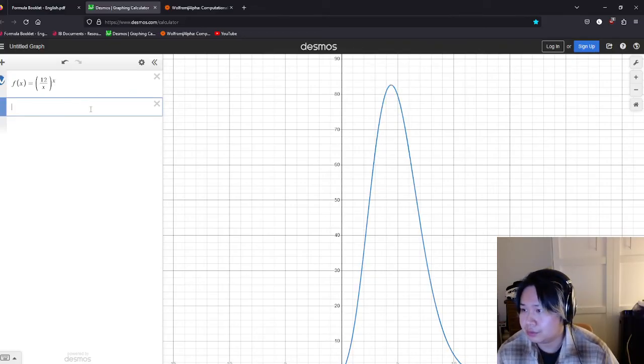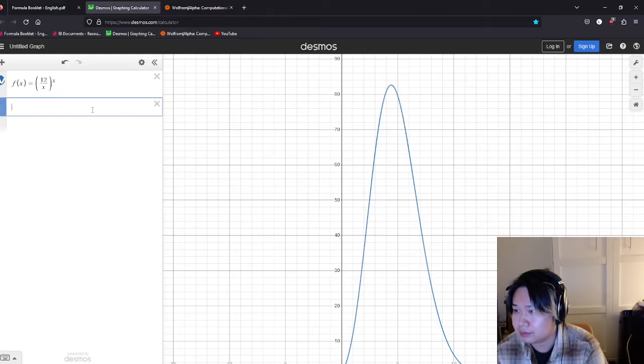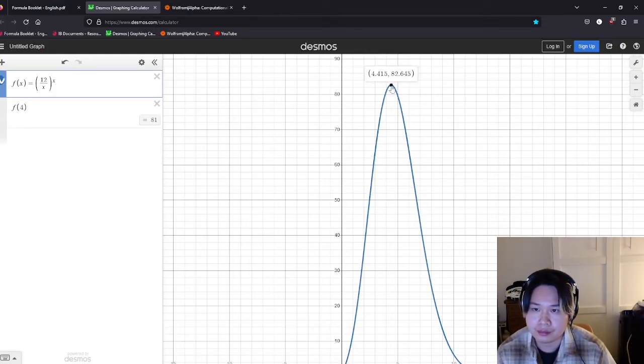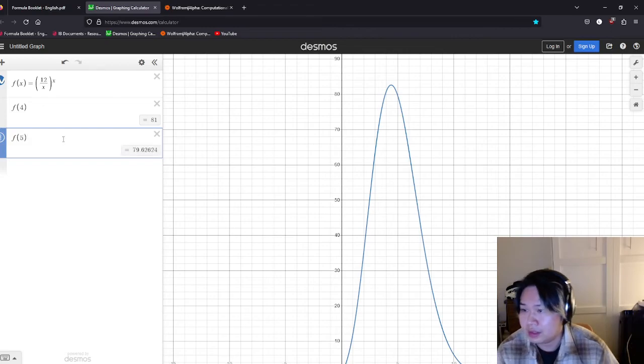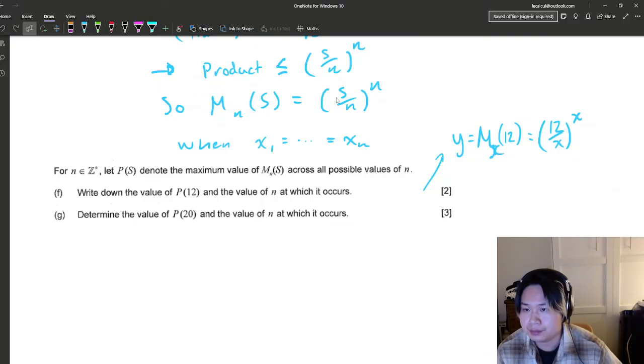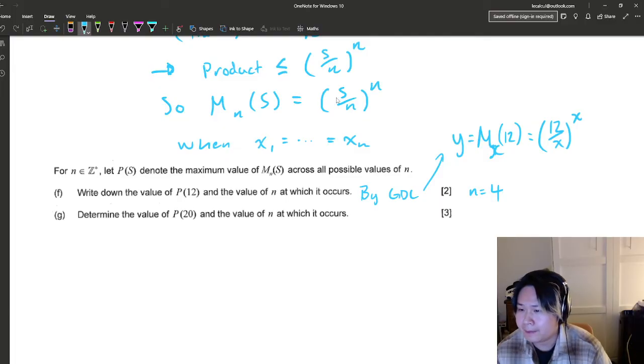So what we're going to do is find out whether, because this is 4.4, 4 is bigger or 5 is bigger. And then as you can see, 4 is bigger. So by GDC, n needs to equal 4, and then we're going to do the same thing.